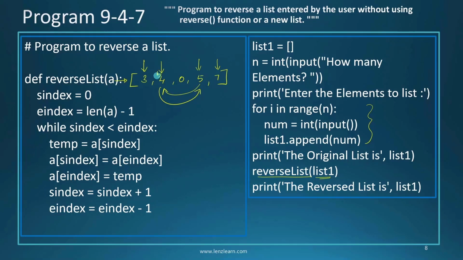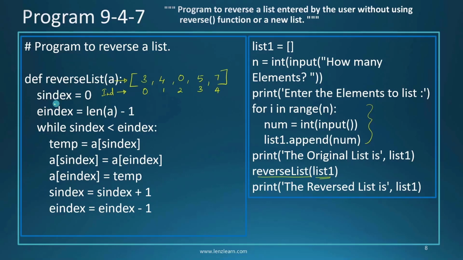Okay, so 5 will come here and 4 will go there. 7 will come here and 3 will go there. So using these two indexes, once I keep on exchanging, finally you will get your list completely reversed. So let us see how that is done. So now assume that these are the values available inside our list: 3, 4, 0, 5, 7. So I will write the index values of these list elements over here. Okay, so these are the index values 0, 1, 2, 3 and 4.